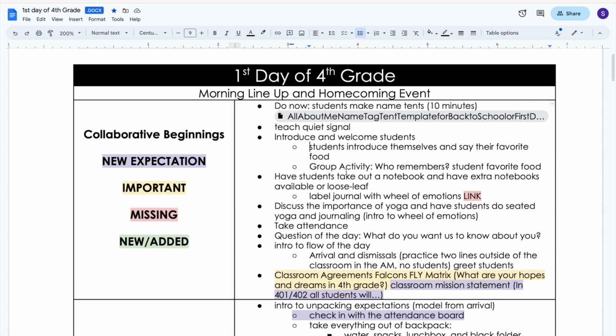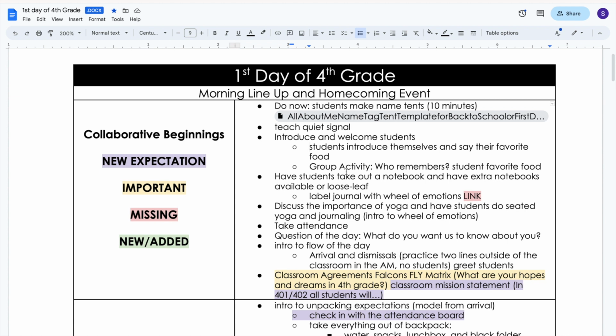Then I'm going to have students take out a notebook and have extra notebooks or loose leaf available for the students that may not have brought their supplies. And we're going to label our journals, and I'm going to give them the wheel of emotion, and then we're going to discuss the importance of journaling in yoga, have students do the seated yoga and journal, and take attendance.